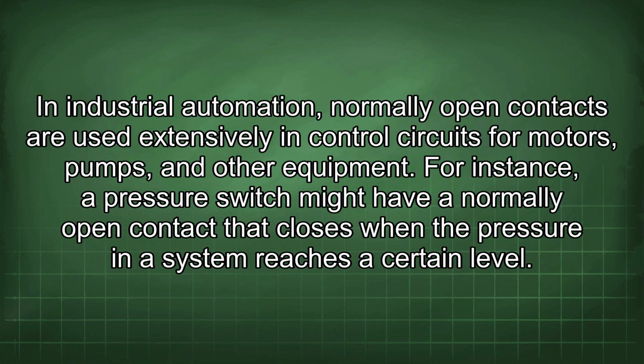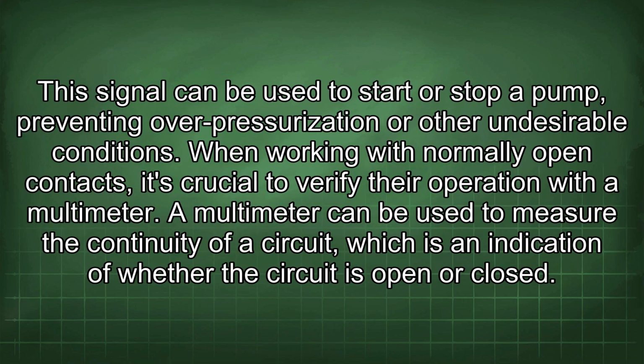In industrial automation, normally open contacts are used extensively in control circuits for motors, pumps, and other equipment. For instance, a pressure switch might have a normally open contact that closes when the pressure in a system reaches a certain level. This signal can be used to start or stop a pump, preventing overpressurization or other undesirable conditions.